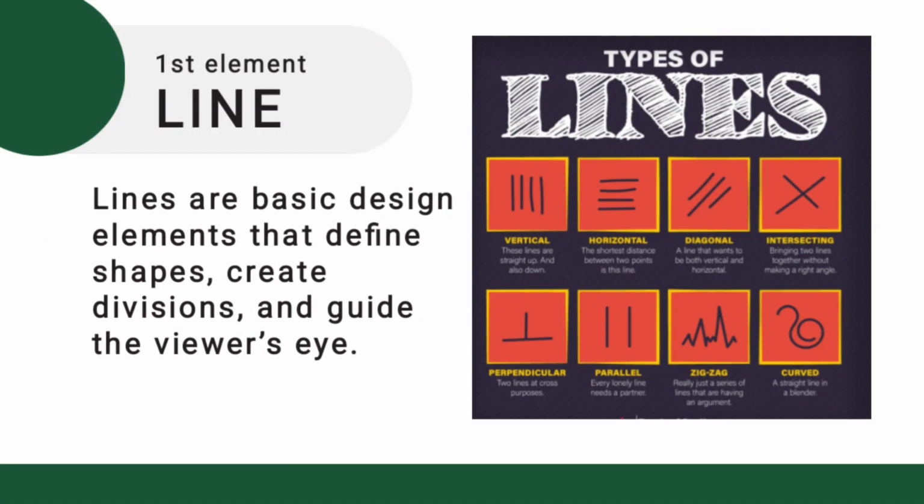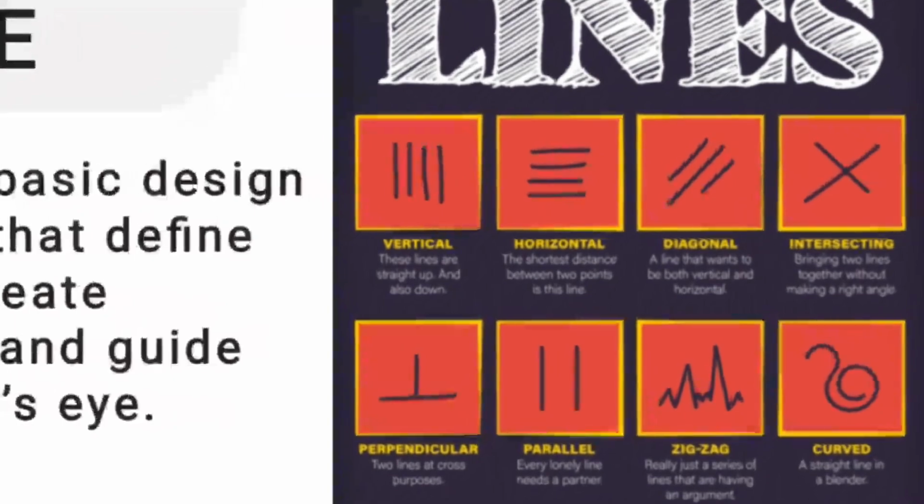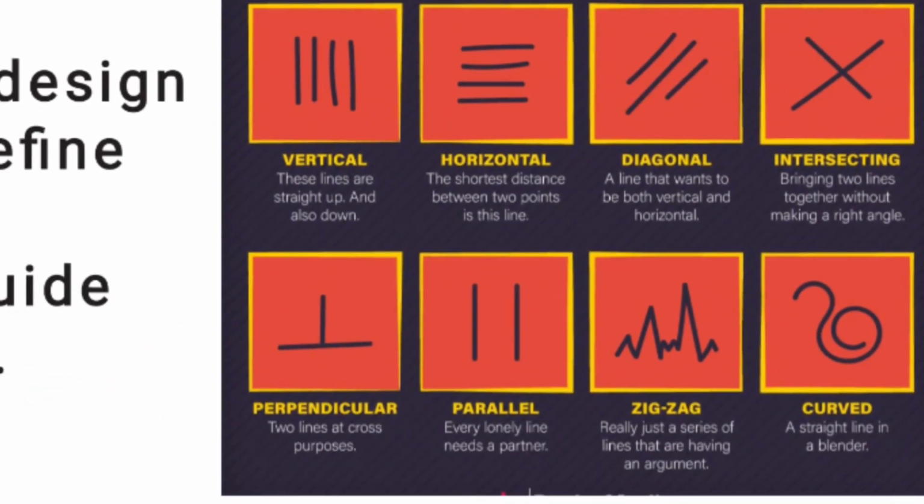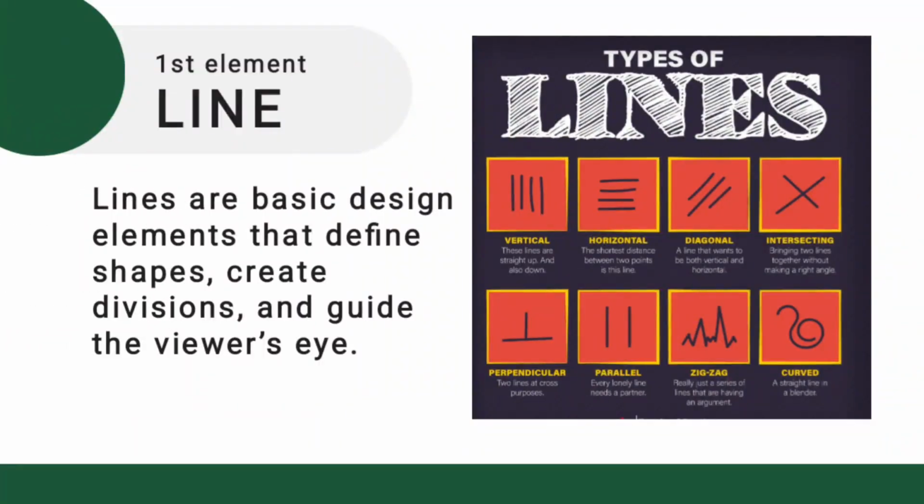The first element is line. Here you can see we have vertical line, horizontal line, diagonal line, intersecting line, perpendicular line, parallel line, zigzag, and curved line. So all of these lines are used in graphic design, right? Lines are basic design elements that define shapes, create divisions, and also guide the viewer's eye. So all of these, we use them in design. So this is the first element in graphic design, lines, don't forget.